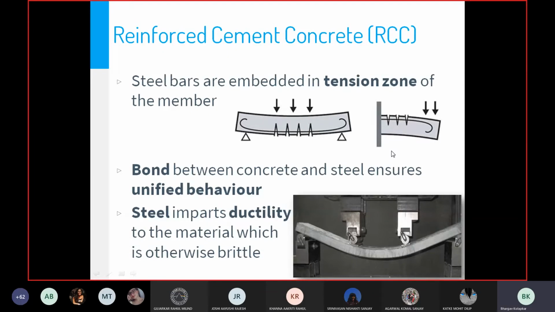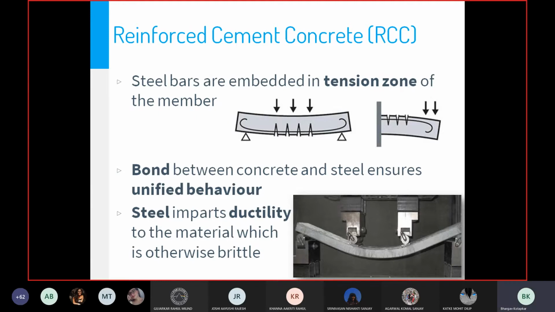Now, a natural question arises: concrete is one material, steel is another material. How is it that they are so good friends with each other? What is it that holds these materials together? These are two different materials. When we are using them together as a composite, what is it that makes them behave as a single material? And the answer to this question is the so-called bond between concrete and steel, which ensures unified behavior.